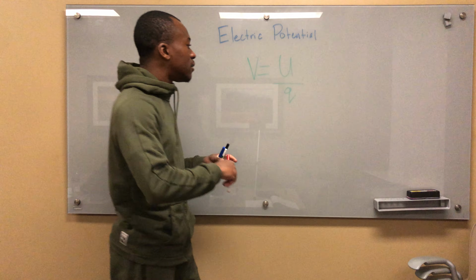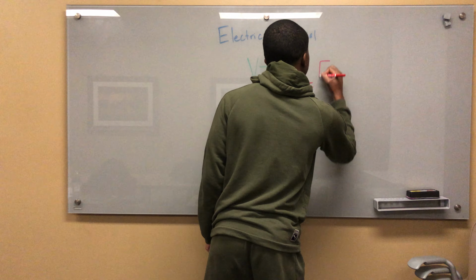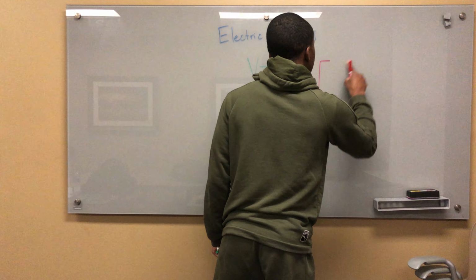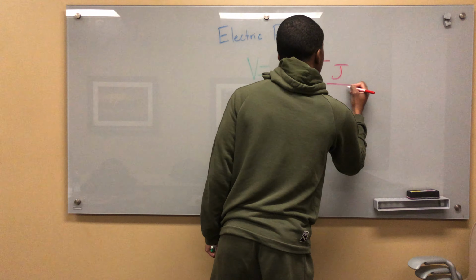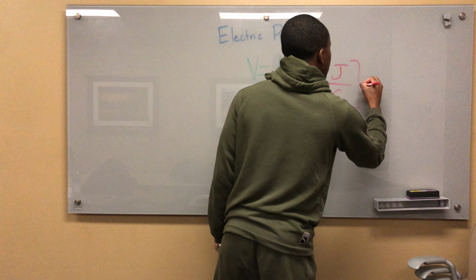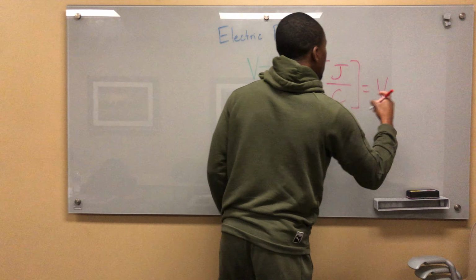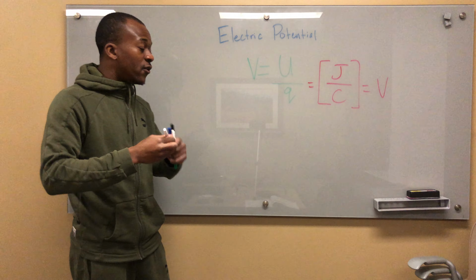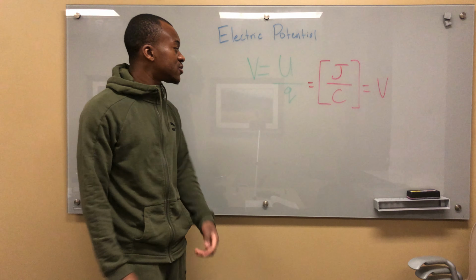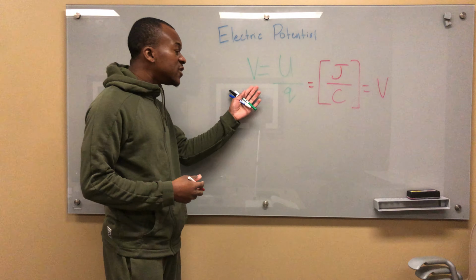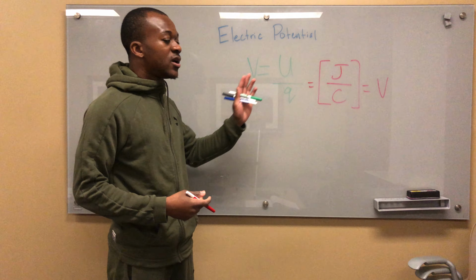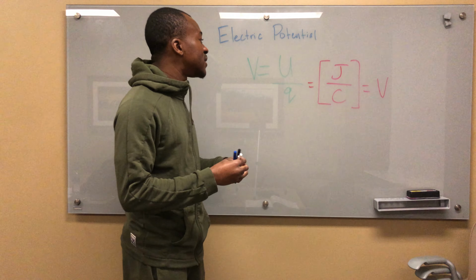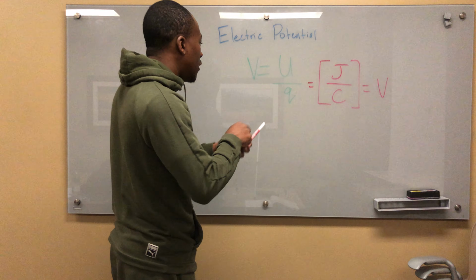That being said, the units will be joules per coulomb, but we define this as a volt, which is given by V. And it's the same type of volts that you've heard of in the past, right? Voltage, right? This V is also called voltage. We call electric potential something else as well.